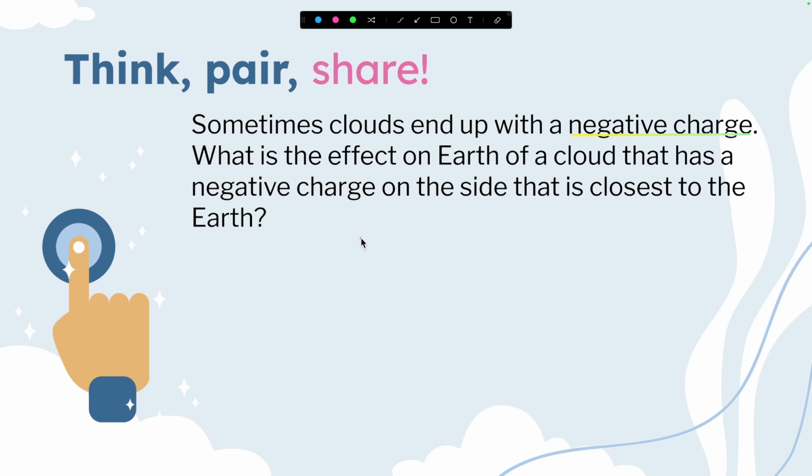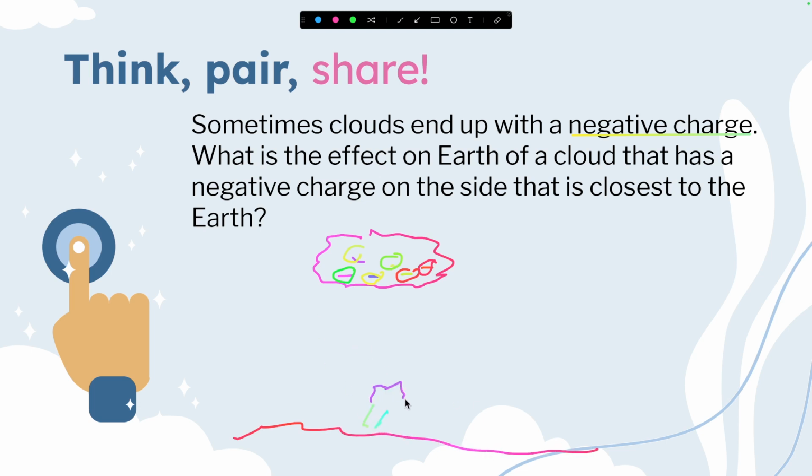Here's the question. So if you have a cloud and it's got a negative charge, here my electrons, colorful as they may be, are all built up on the bottom of the cloud. How is that going to affect the earth below? Here's a lovely tree. Another lovely tree. Here's my mountain. How is this cloud going to affect the earth below? Go ahead and add a text box here and write out what you think the answer is. And then that will do it for today's slideshow.